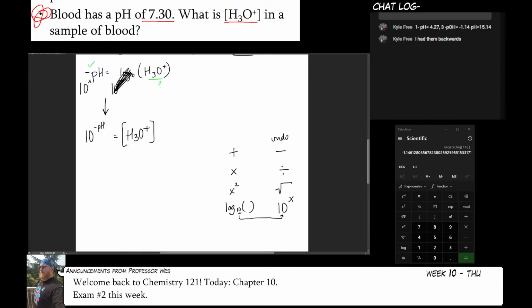So how do I figure out this number in our calculator? What we're going to do is type in the pH, which was 7.30, and hit this button right here, 10 to the x. Notice this is next to the log button. Yeah, there's a reason for that. They're inverse functions of each other. So when I hit this button, well, first I got to negate it, and then I'll hit this button, and I get 5.01 times 10 to the minus 8.